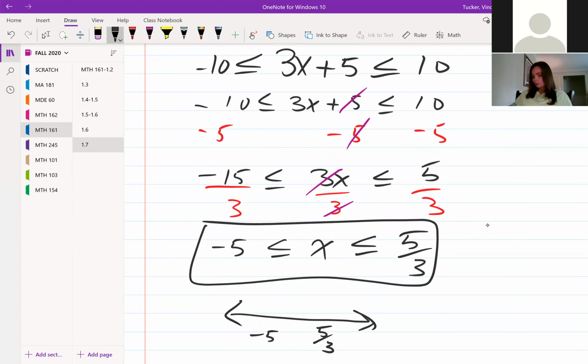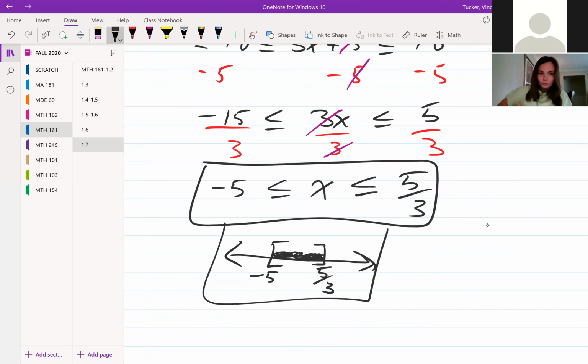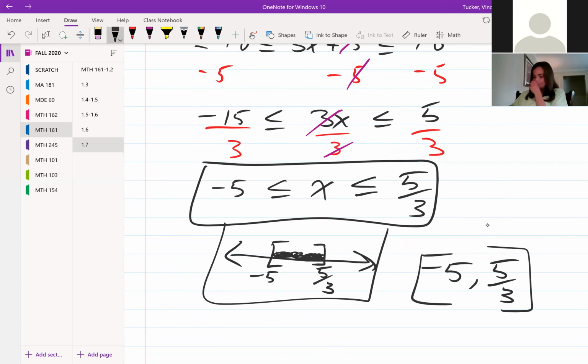Questions? Any questions? So because both of them have the or equal to symbol, using brackets, we want the values that are in between them, so we shade in the middle. And your interval notation should reflect the same thing.